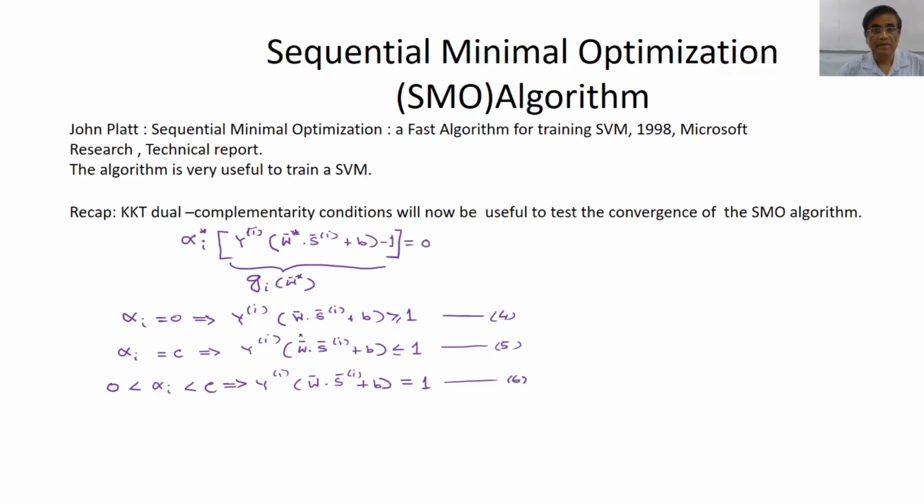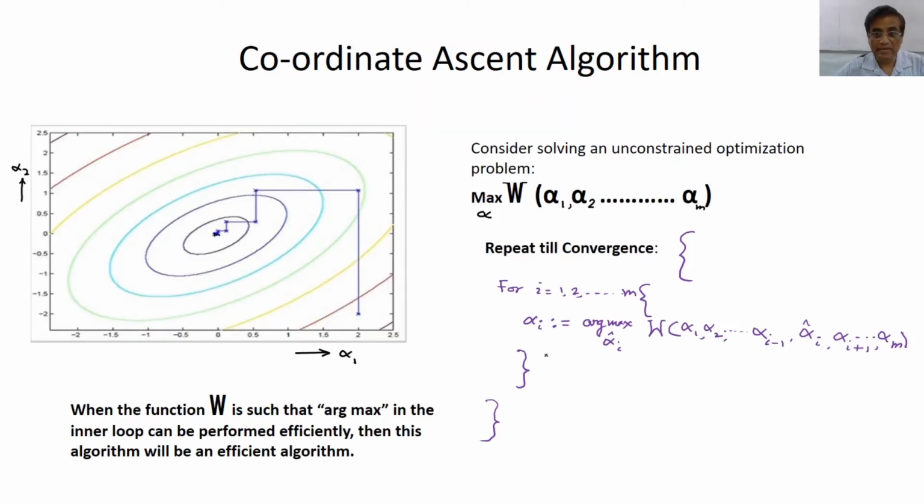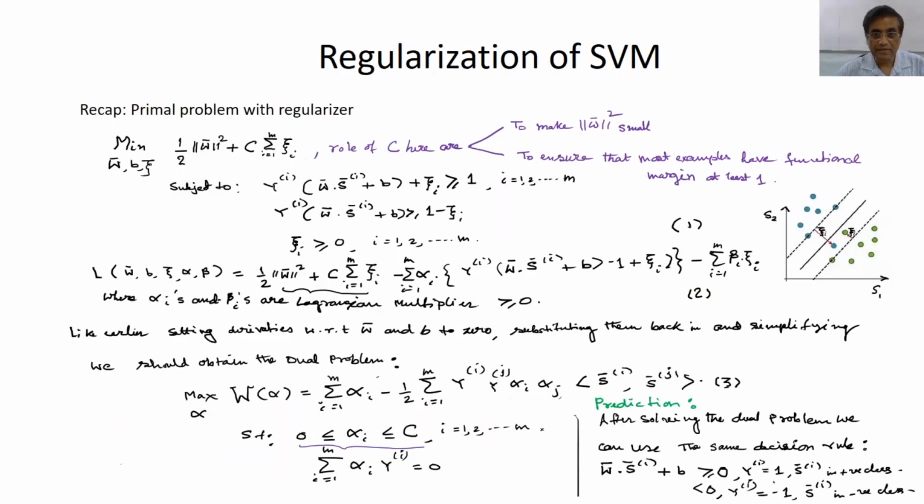But now let us ask the question: can we use it for training our support vector machine? The answer we will try to give you, just hold on. For the time being, the answer is no, and why, we will just show you. We cannot use the coordinate ascent algorithm as it is, because in our case there is a constraint, which we need to obey always.